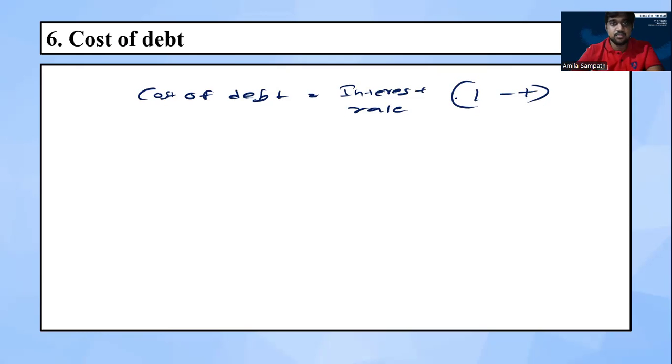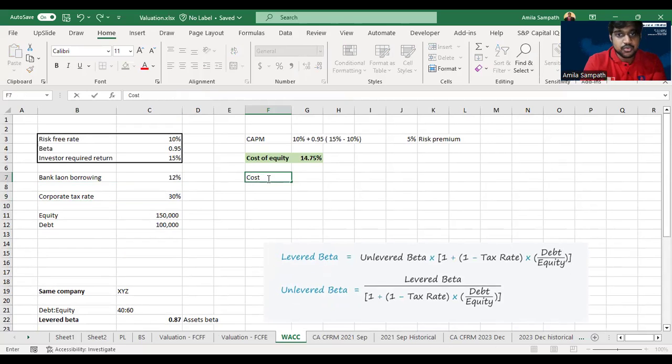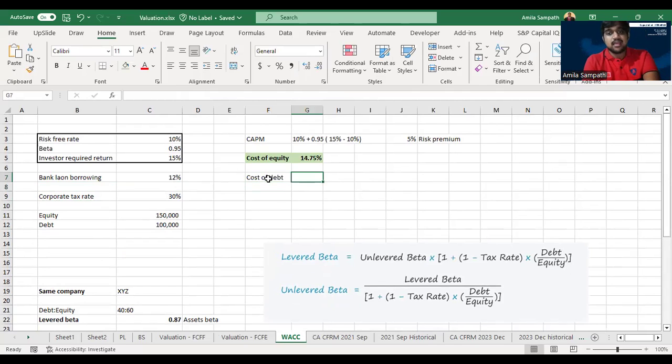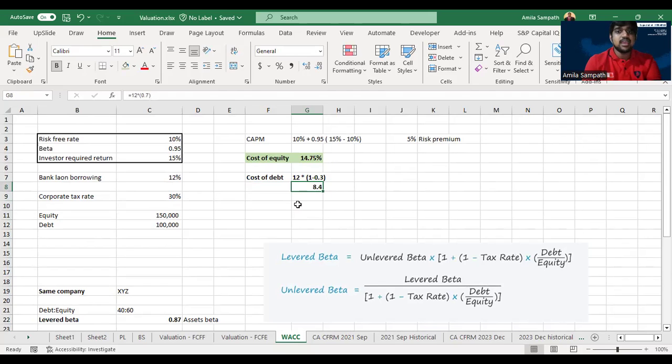Let us assume for my hypothetical scenario that our bank loan borrowing rate is 12% and our corporate tax rate is 30%. Then I can calculate the cost of debt as 12% multiplied by 1 minus 0.3. That is 12% multiplied by 0.7. Then we get our cost of debt as 8.4%.